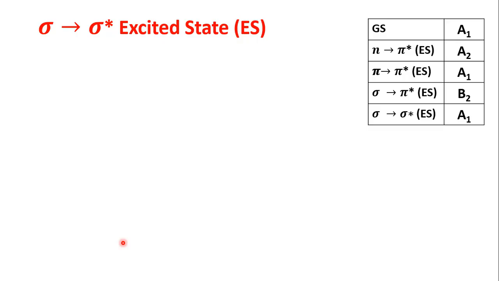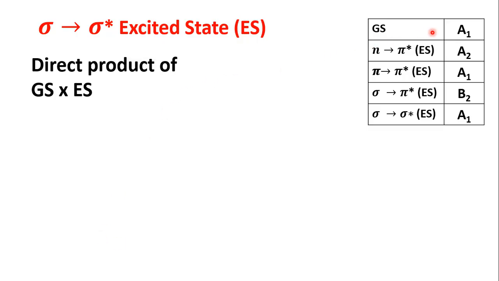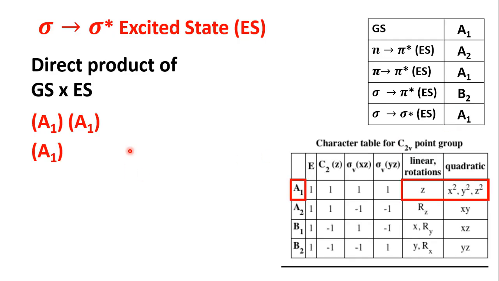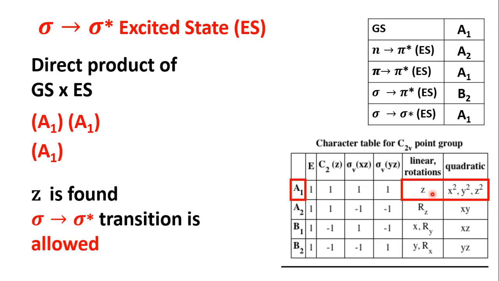Let's come to the sigma to sigma star excited state. Take the direct product of the ground state and excited state. The ground state is A1. The excited state for sigma to sigma star is once again A1. We take the direct product, and it comes as A1. In the character table against A1 you find z, and so the transition is allowed.